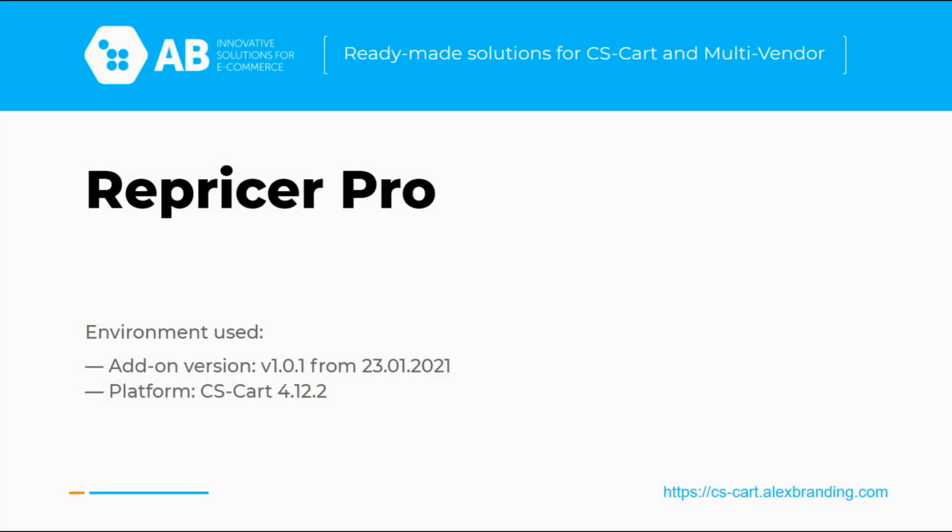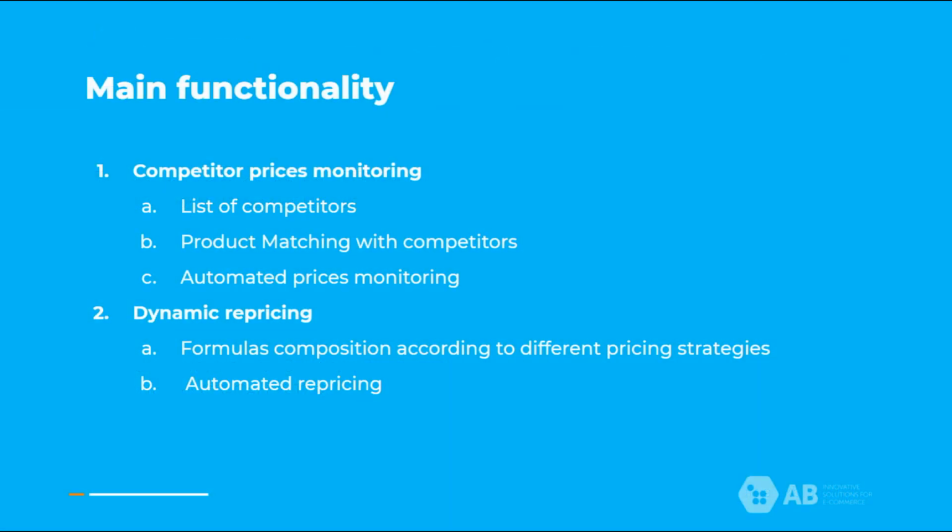Hello friends, in this video we will take a first look at our new long-awaited rePricer Pro add-on. This add-on allows you to monitor competitors' prices in real-time for selected products as well as automate the pricing process based on market prices, which basically means changing prices of your products depending on competitors, their stock and promotions. This will allow you to maximize your sales by maintaining competitive product prices.